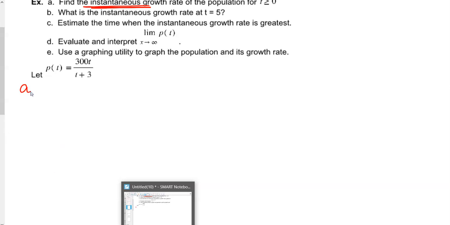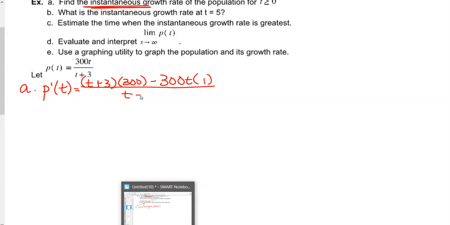So for part A, I'm looking for p prime of t of this quotient. So I'm going to take ho d high, which is 300, minus high d ho, which is just a 1, all over the derivative, or excuse me, the denominator squared.